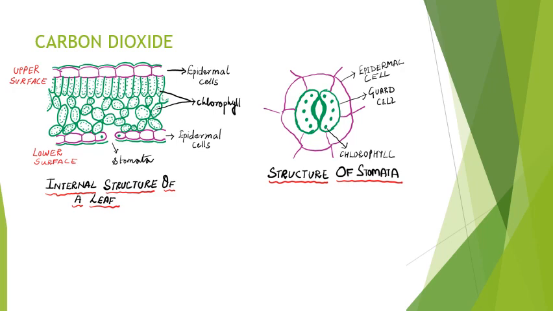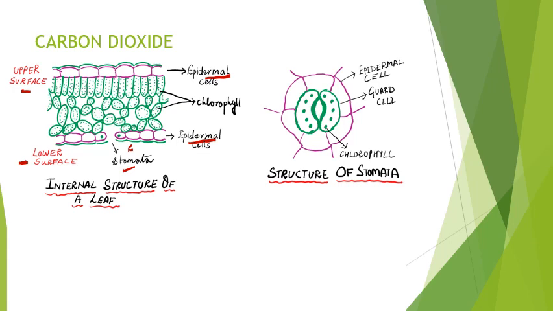In this diagram, you can see there are two outer surfaces, epidermal cells. I have written it 2 times, but on the other side you can see that this is the upper surface and this is the lower surface. And the stomata or the opening is present on the lower surface. So generally the stomata are found on the lower surface of the leaf.